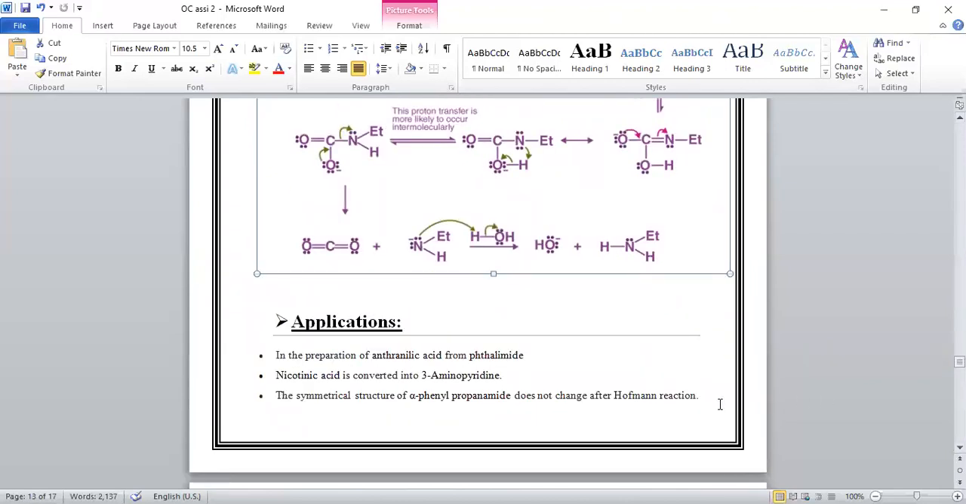The application of these reactions includes the preparation of anthranilic acid from phthalimide. Nicotinic acid is converted into 3-aminopyridine, and the symmetrical structure of α-phenylpropanamide does not change after the Hofmann reaction.